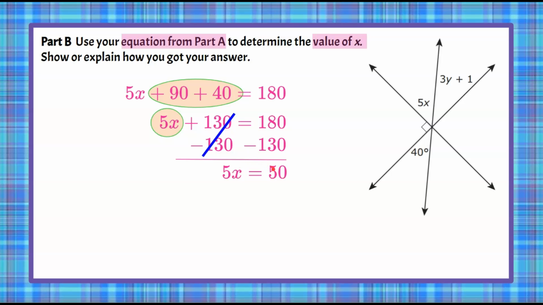So 5x equals 50. Now we want to solve for x, so we want to do the inverse of multiply by 5, which would be to divide by 5. And I have to do the same to both sides. 5 divided by 5 is 1, leaving me 1x or x, and 50 divided by 5 is 10. So we know that the value of x here is 10.